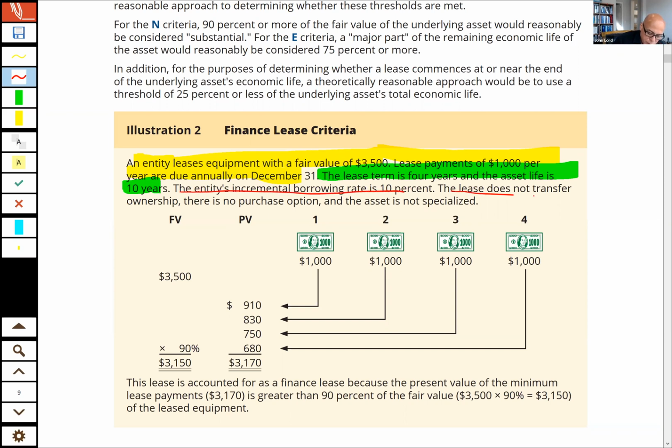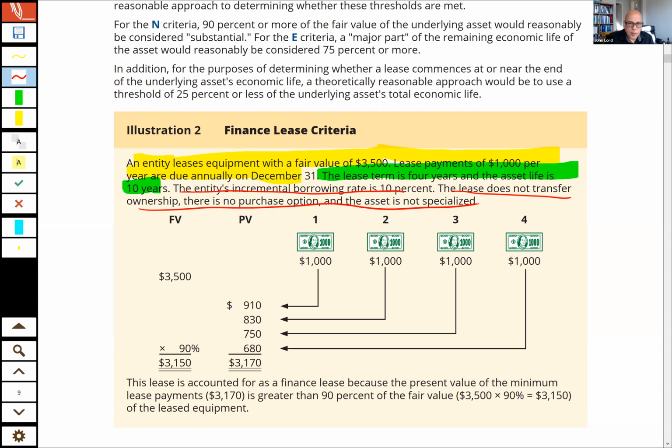Okay, then I come over and they continue and they say the entity has an incremental borrowing rate of 10%. The lease does not transfer ownership and there is no purchase option and the asset is not specialized. So they just knocked out 3 of the potential criteria here. They knocked out the ownership transfer, they knocked out the purchase option, they knocked out the specialized.